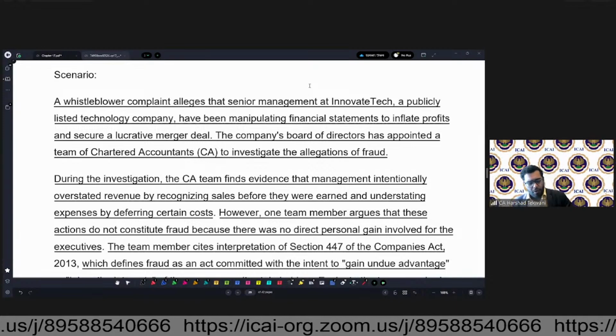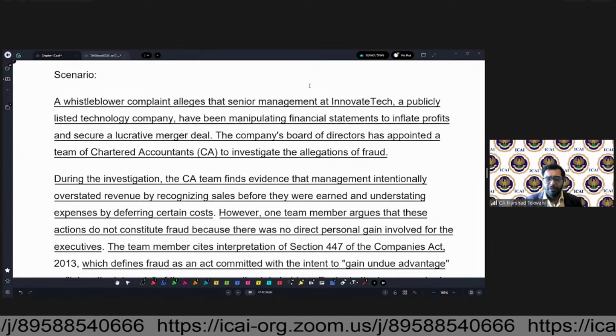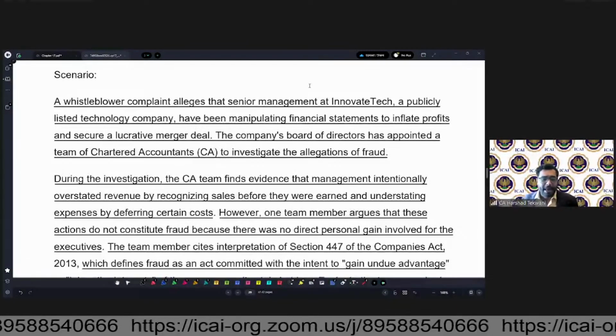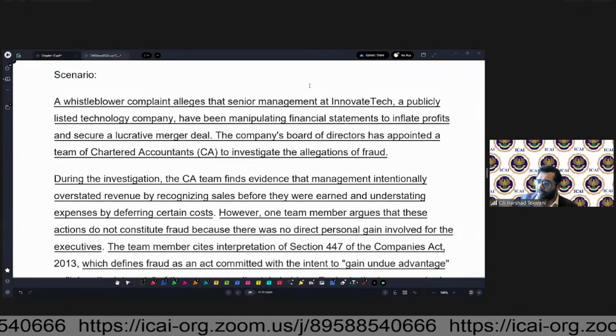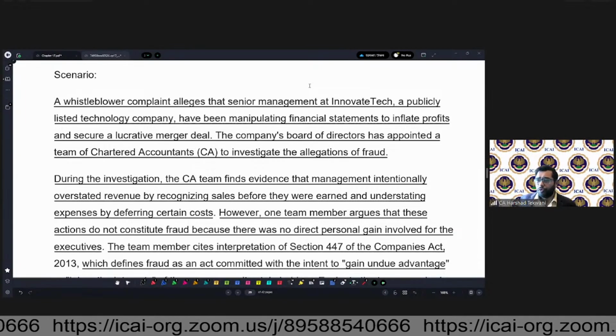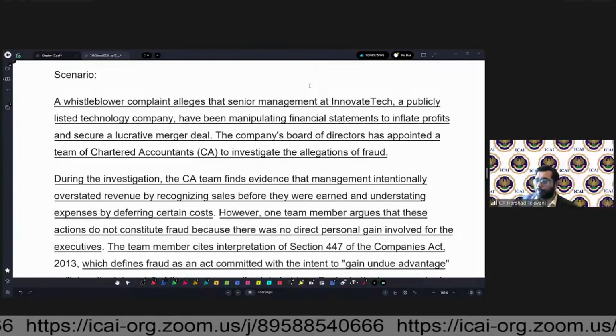Abrakesh, can you explain how it is falling under the purview of 447? There is no personal gain happening to the executive. There is no wrongful gain or wrongful loss over here to the company.